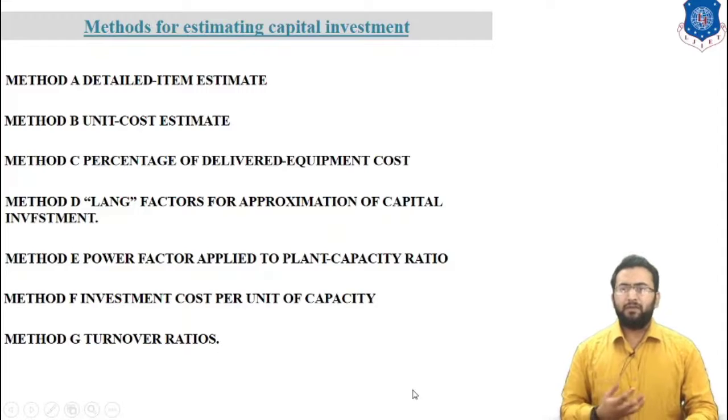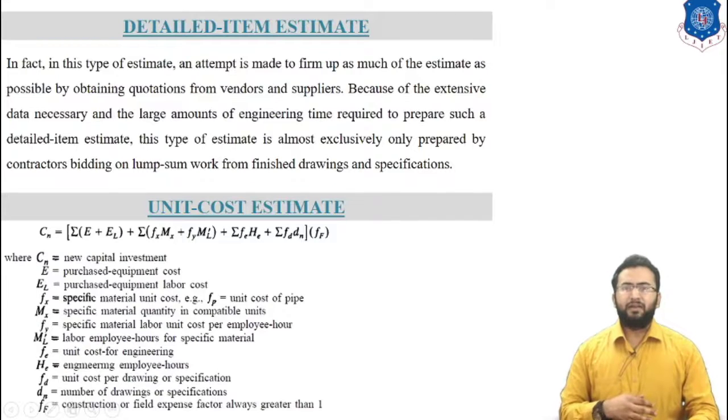So there are mainly 7 types of methods, such as the detailed item estimation method, unit cost estimation method, then percentage of delivered equipment cost, lang factor for approximation of capital investment, power factor applied to plant capacity ratio, investment cost per unit of capacity, and turnover ratio. So these are all methods which are used for calculation of capital investment. So first let's talk about detailed item estimation.